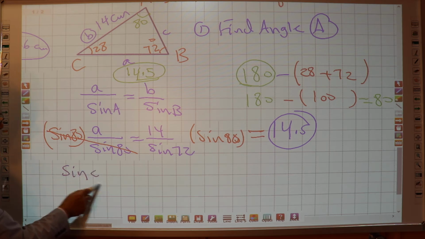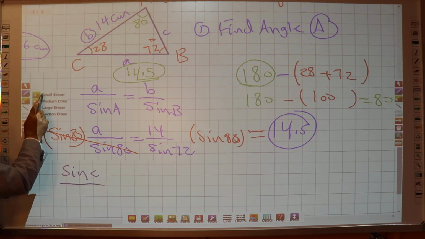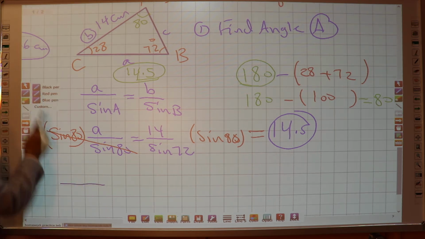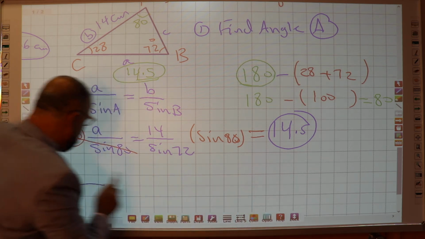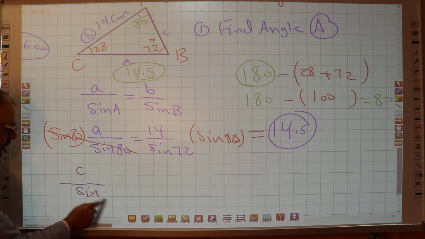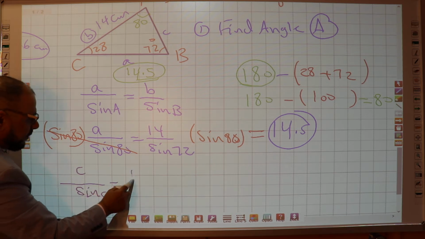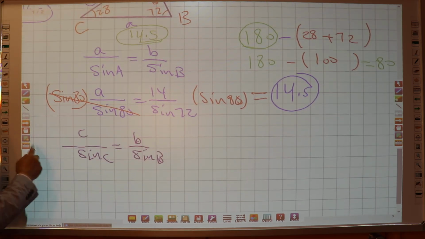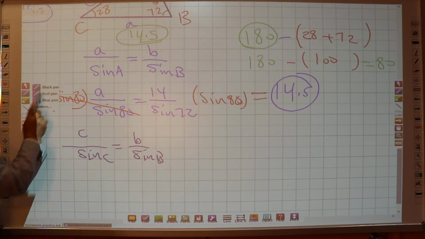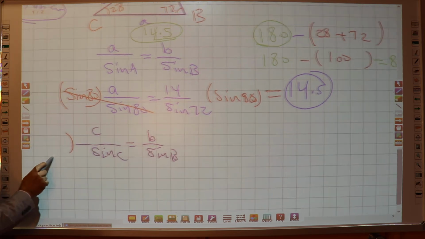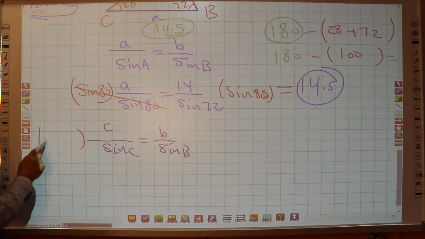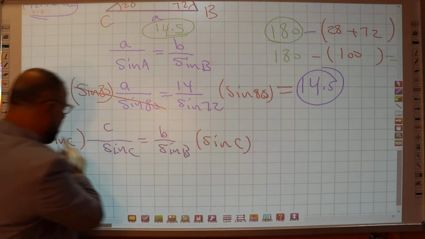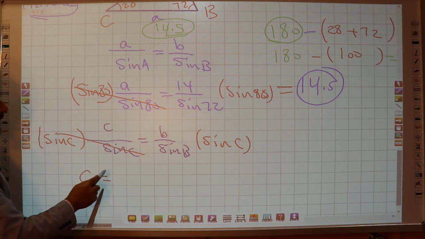I'm going to use C first at the top. C over sine C equals, I can use A or B, B over sine B. Look here, to save time, I can multiply both sides by sine C. Then I'm going to apply my numbers. Then C equals, what's B?